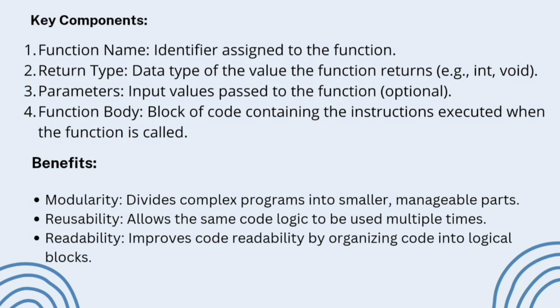Function name. This is the name that is assigned to the function or the user-defined function created by the user. Next is the return type. This is the data type of the value that the function returns, for example integer, void, etc. Next comes the parameters. These are the input passed to the function. Next is the function body, where the set of instructions that should be executed when the function is called is to be written.